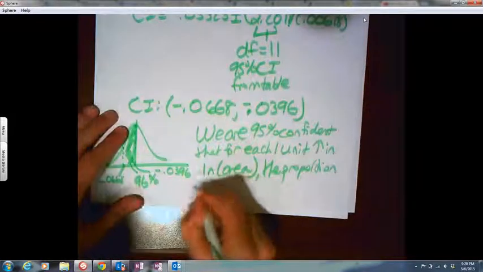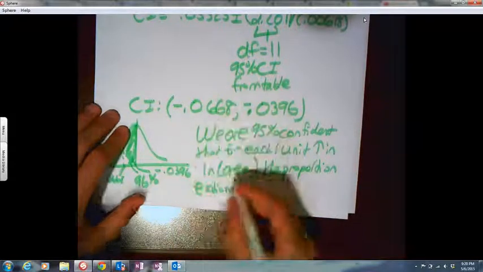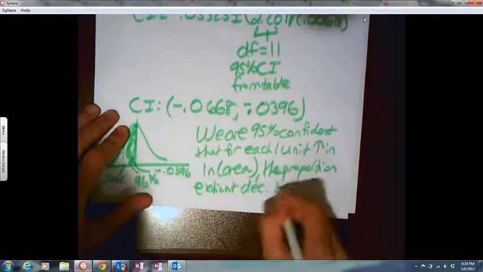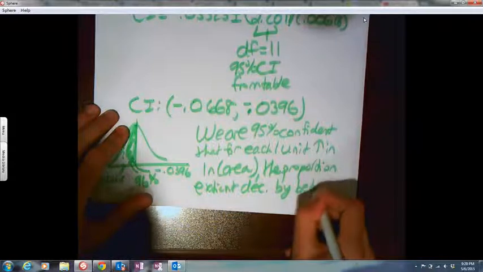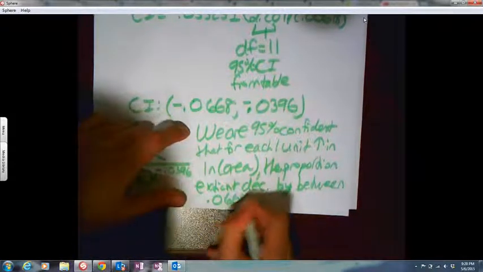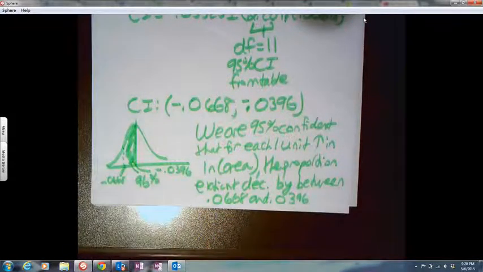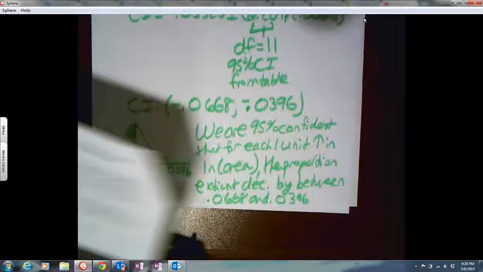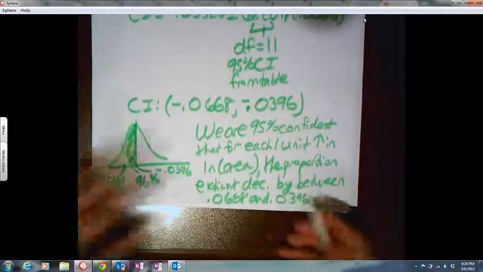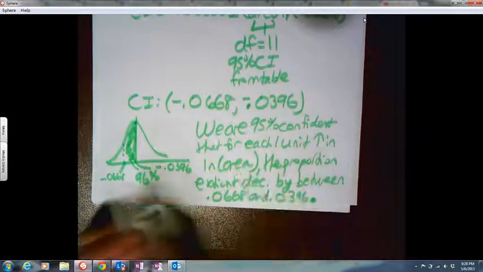decreases because of the negative, decreases by between 0.0668 and 0.0396. And what are the units? Proportion extinct. The proportion extinct decreases by between this and this. So in other words, as the area goes up, so as the island gets bigger, the proportion of extinct birds decreases.